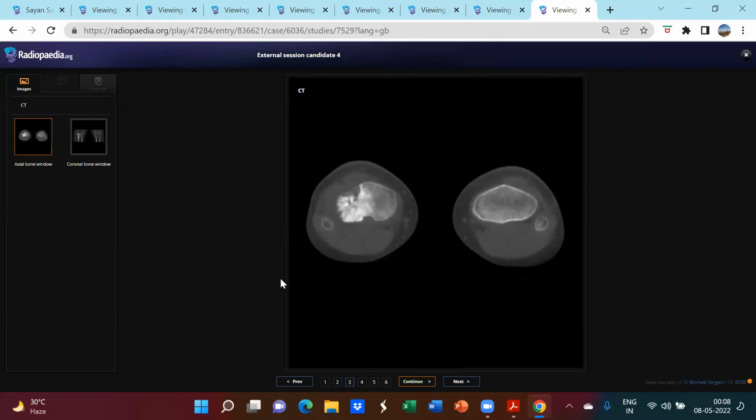So the CT scan of the same patient. I'm not being able to scroll actually. No, it's a spot image. You cannot scroll. Okay. So this is an axial spot image of the same patient taken through the proximal tibia where the lesion is. So the lesion shows a predominantly osteoid matrix.